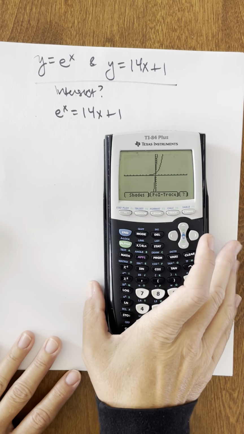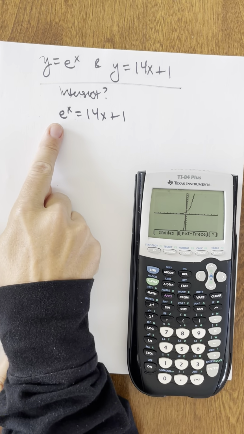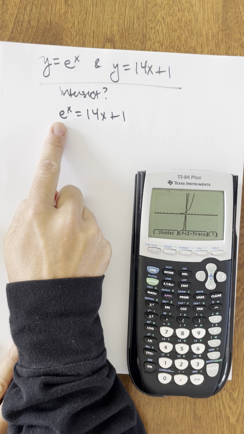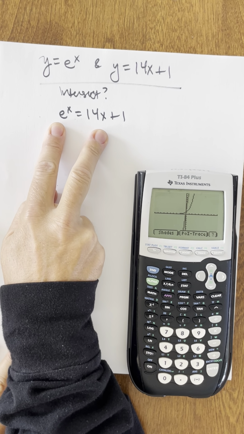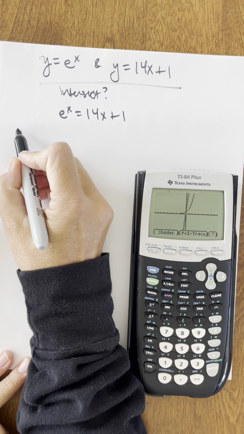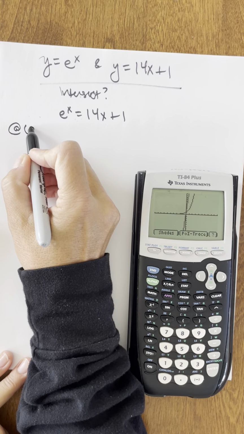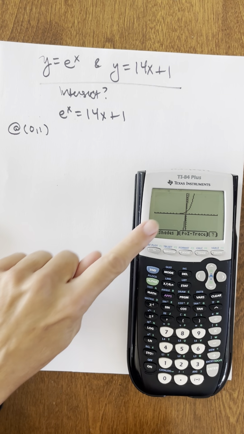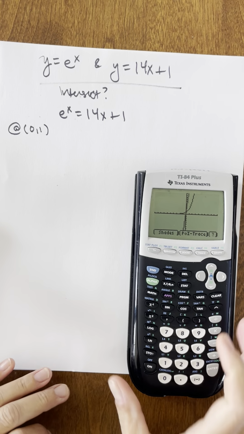Hopefully, with a little bit of mental reasoning, you know that anything to the 0 power is 1. So if I plug in 0 on this side, I get out 1. And if I plug in 0 on this side, I get out 1. So they definitely intersect when x equals 0. So at the point (0, 1), these two graphs intersect. But I know in my heart that there is going to be another point of intersection here.